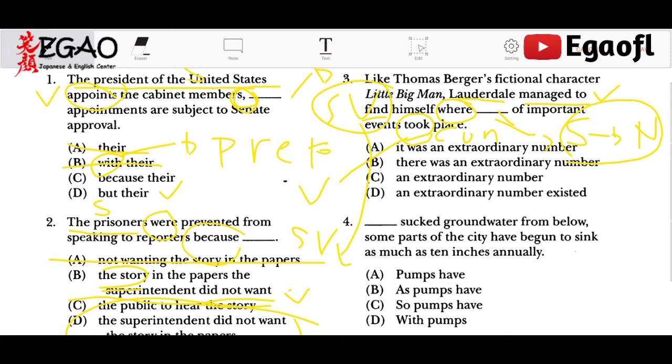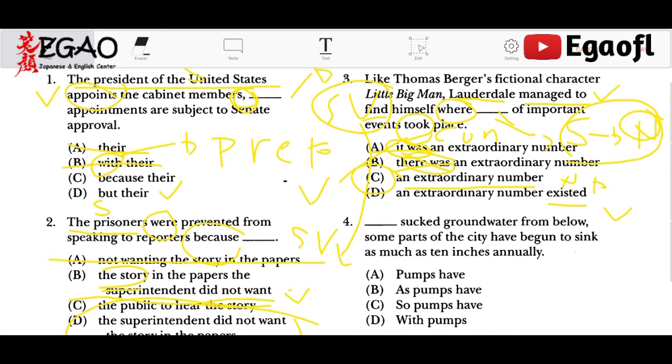A. "It was an extraordinary number." "It was," no. "It was" is subject and verb. "There was an extraordinary number" for B. That's also no. "There was" is also subject and verb. C. "An extraordinary number." That is a noun phrase. And D. "An extraordinary number existed." That's a verb. So you just need the noun here, which means that the correct answer is C.